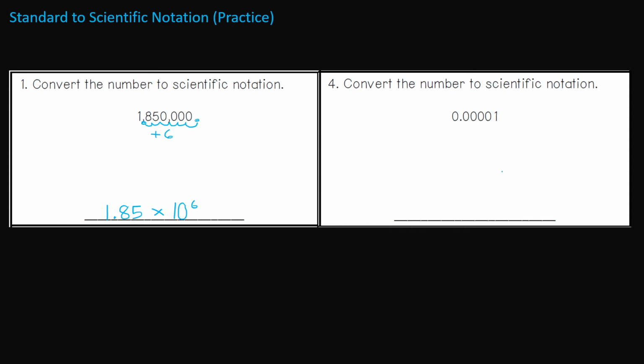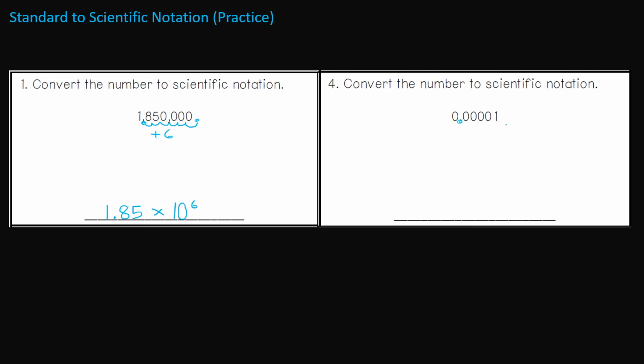Let's try number 4. This time we have a very small number. This is a number much less than 1. It's going to have a negative exponent when we write it in scientific notation. So first, identify where the decimal starts, right here. A little bit easier to figure out in small numbers. Where do we want the decimal to end up?